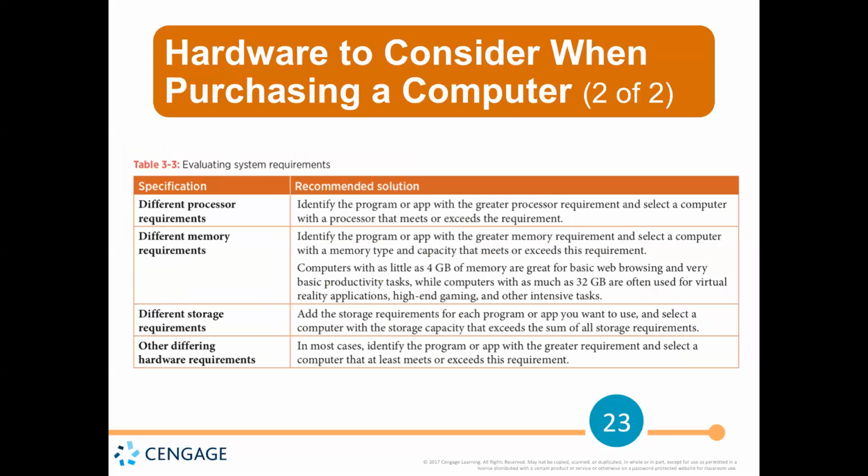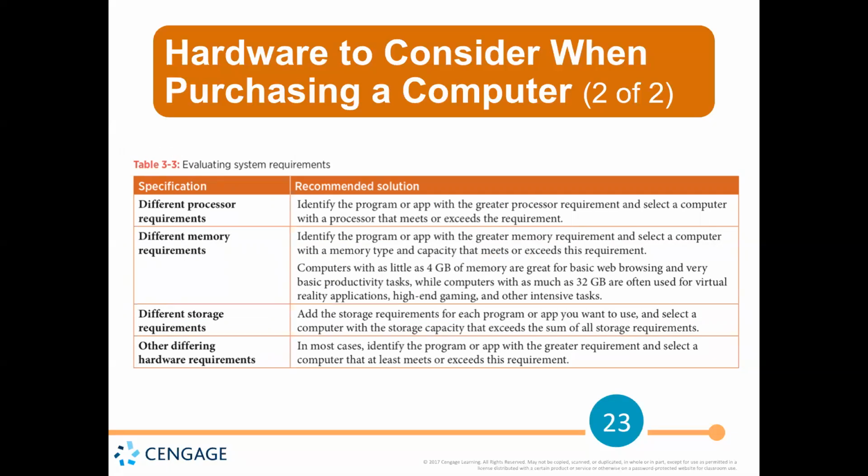Processor requirements, we talked a little bit about that. Memory requirements: computers will usually list 4 gig, and mostly 8 gig is normal. 16 to 32 is really only if you're doing high-end gaming or video processing. And we talk about storage requirements too.